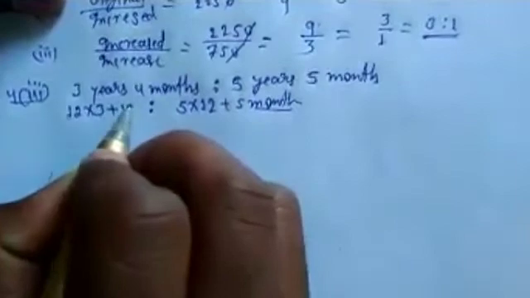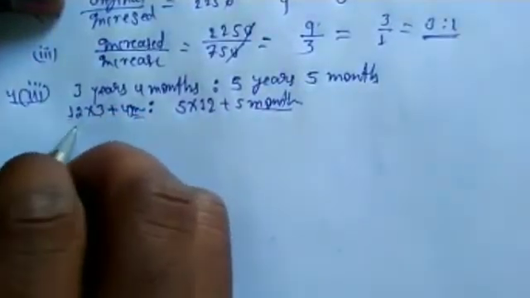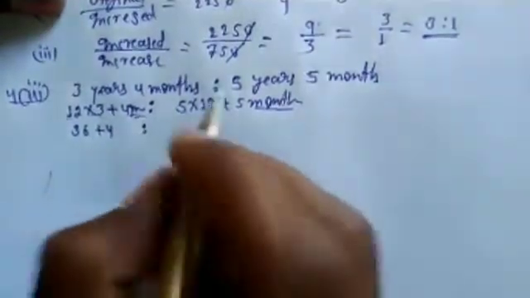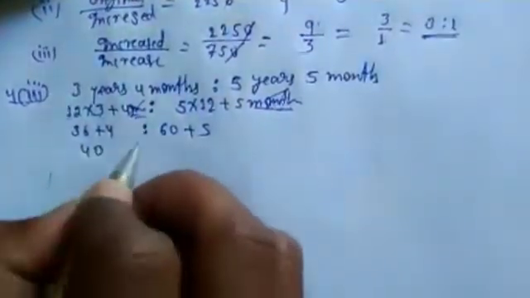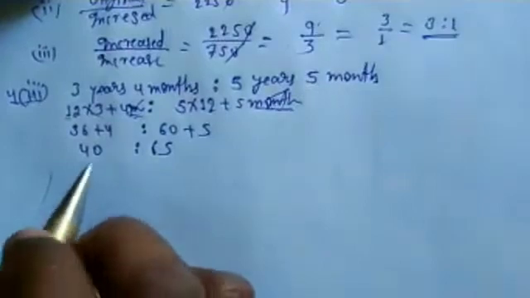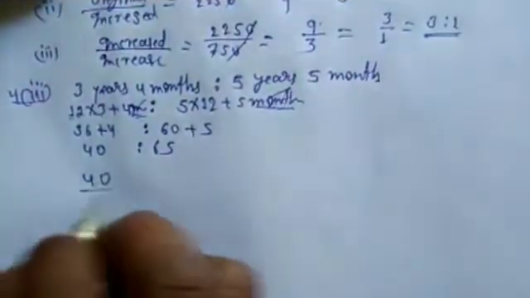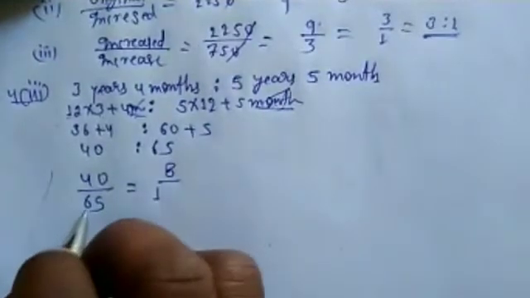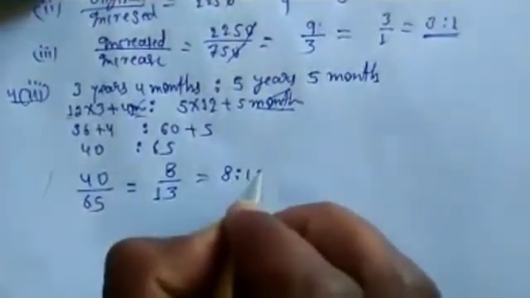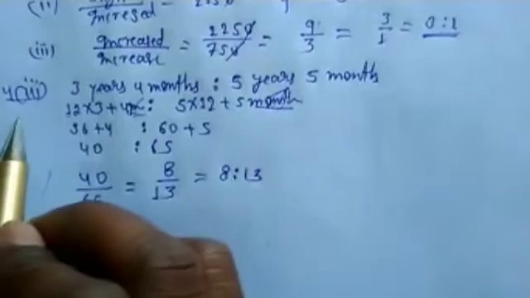Now 12 times 3 is 36 plus 4, ratio 60 plus 5. No need to write the unit now because both are the same, will be cancelled. This is 40 ratio 65. Cancel by 5. You can write also 40 upon 65. It will be cancelled by 5. 5 times 8 is 40. 5 times 1 is 5, 1 is remainder, 5 times 3 is 15. Means 8 ratio 13. This is question number 4 part 1.